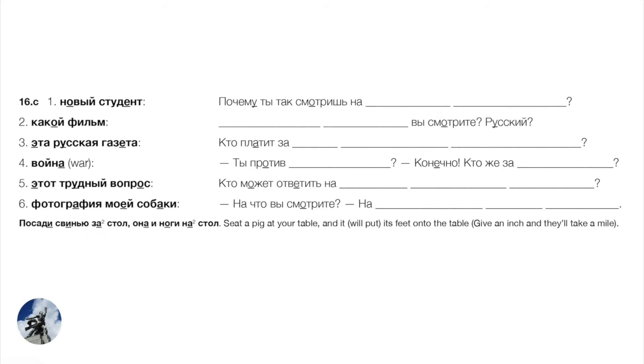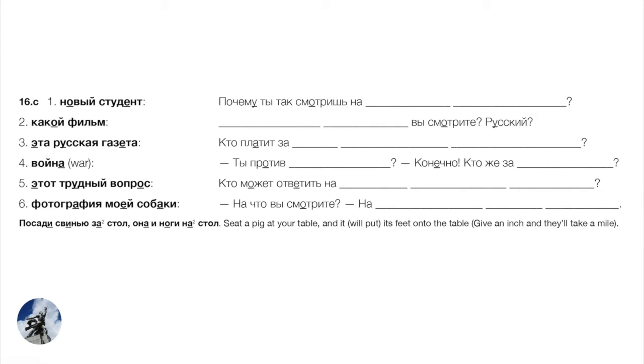Okay, number two, какой фильм, right? We're asking a question, what kind of film or what movie? Okay, that's inanimate. Now, here again, watch out for the word order. We're going to mention that in a moment, right? What case do we need here? Well, let's look at, we have blank, blank, вы смотрите. Okay, вы is the subject. Then our verb is смотрите. So you are watching what? Okay, so we need an accusative, right? Okay, since film is inanimate, there's going to be no change here, and we're going to ask, какой фильм вы смотрите? What film are you watching? Русский, right? A Russian one?